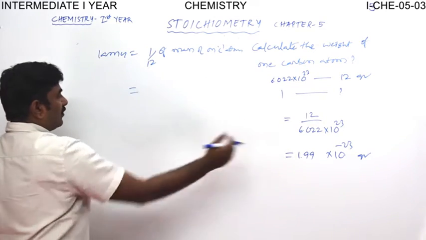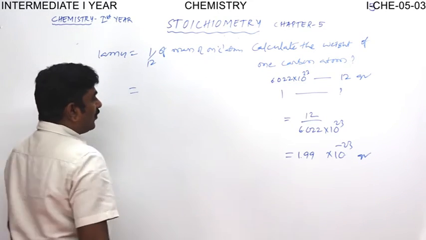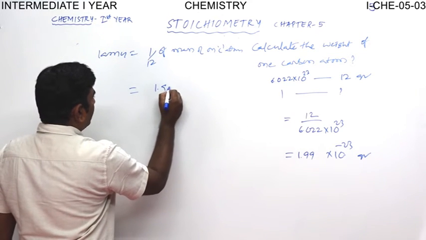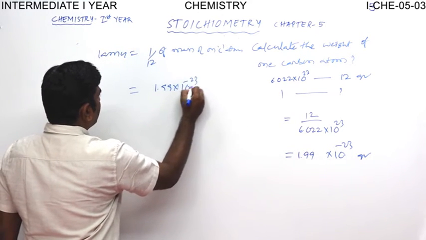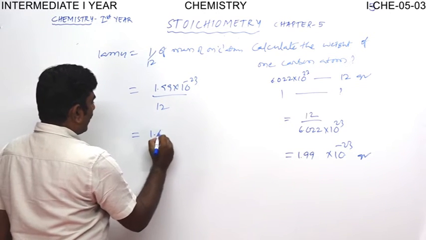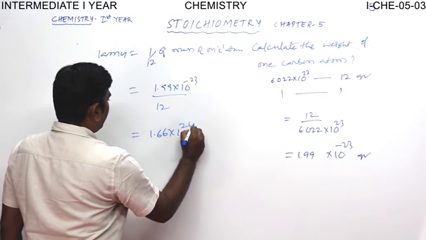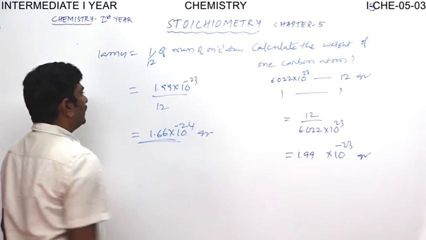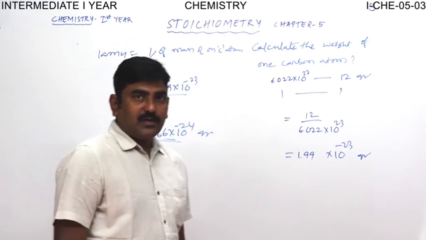So we have the mass of one carbon atom. How much is it? 1.99 into 10 power minus 23. So 1.99 into 10 power minus 23 divided by how much? 12. So you will get 1.66 into 10 power minus 24 grams. That is equal to one atomic mass unit.